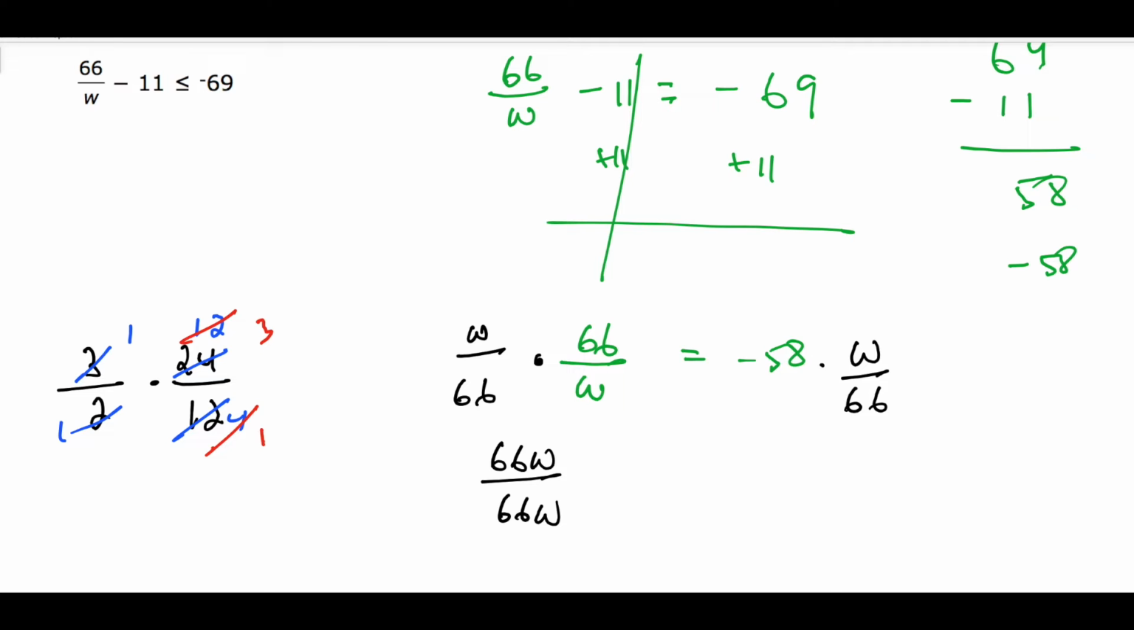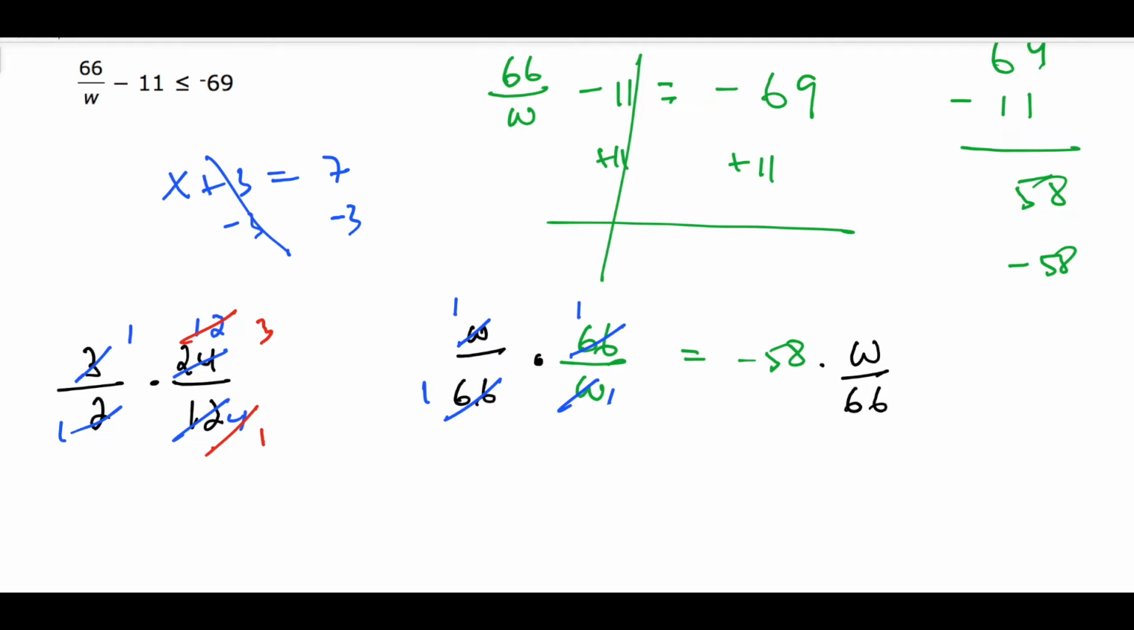So when you're cross-canceling, you're saying W goes into itself once. W goes into W one time. 66 goes into itself once. 66 goes into 66 one time. So you're left with 1. Okay. So it's still a wipeout move, which is kind of what we do. Which is exactly what we do when we do x plus 3 equals 7, and you go minus 3, minus 3. This wipes out to 0. This wipes out to 1. So when you wipe out with division or multiplication, it's going to be a 1 left behind, not a 0.